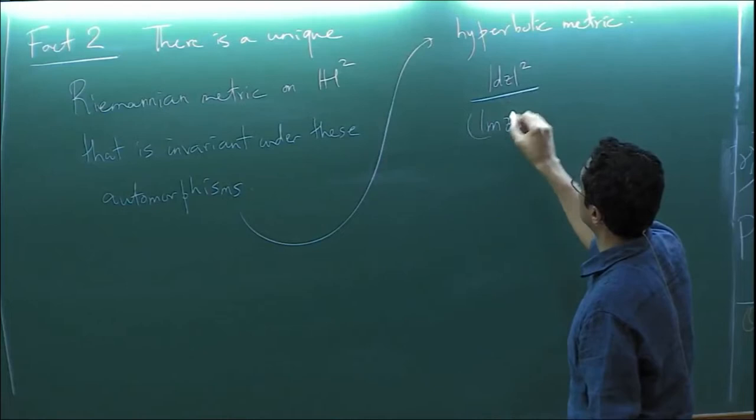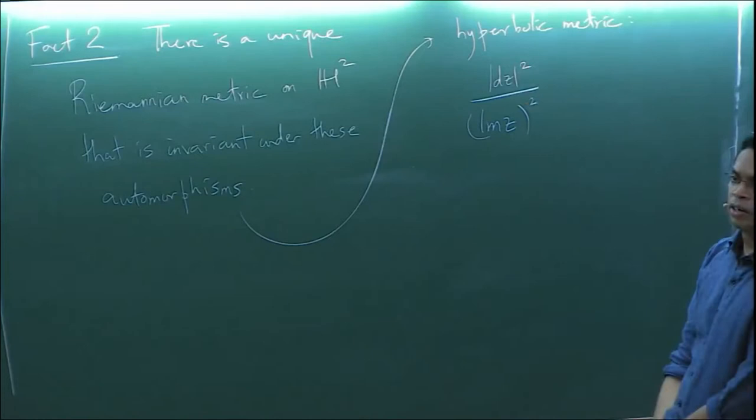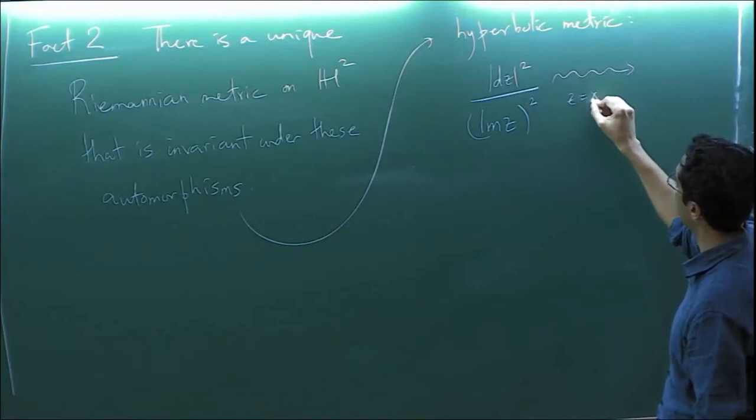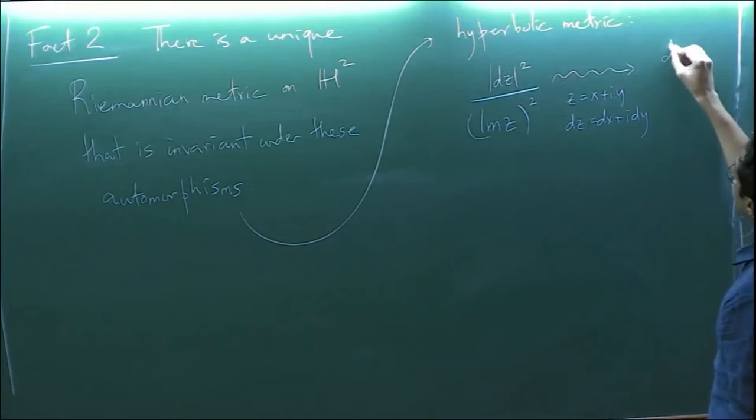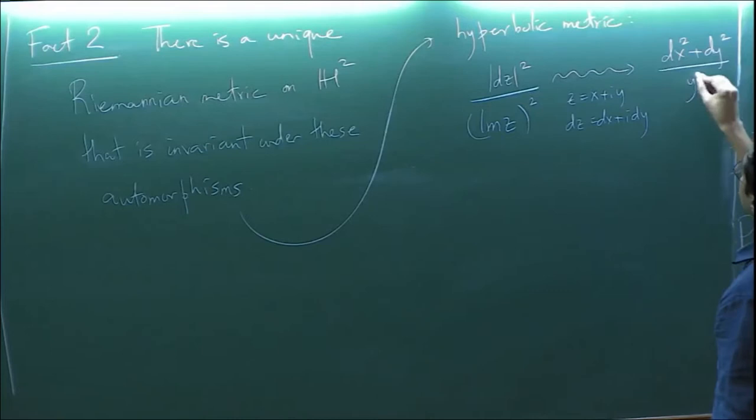If you don't like z and you prefer x and y coordinates, then you can convert this. You can use z is x plus iy, so dz is dx plus i dy. If you treat them as complex numbers and do the conversion, you get the usual Euclidean metric, dx squared plus dy squared, divided by y squared. Okay, so y is the height, the imaginary component of whatever place you are. So this is the hyperbolic metric.